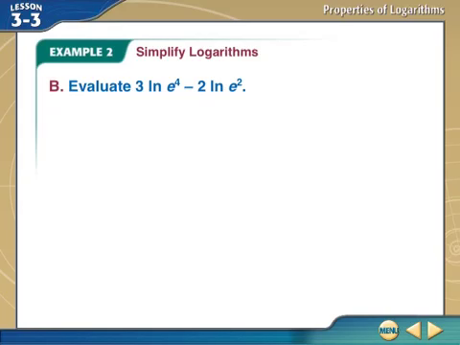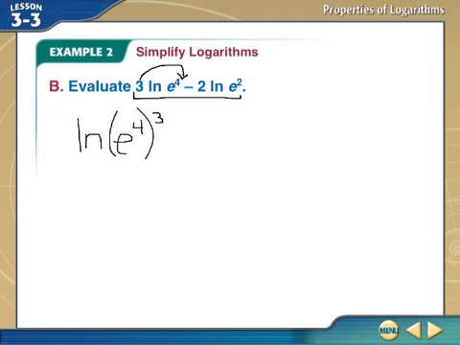In example 2 part B, we're asked to evaluate 3 times natural log of e to the 4th minus 2 times natural log of e squared. And if we're going to evaluate this, we're going to rewrite this as a single logarithm. So the first property I'm going to apply here is the power property. I can move up this 3 to be a power next to the power of 4. So really what we have is natural log of e to the 4th cubed. Okay, applying the power property. Minus natural log of e squared squared. Moving this power of 2 up as well.